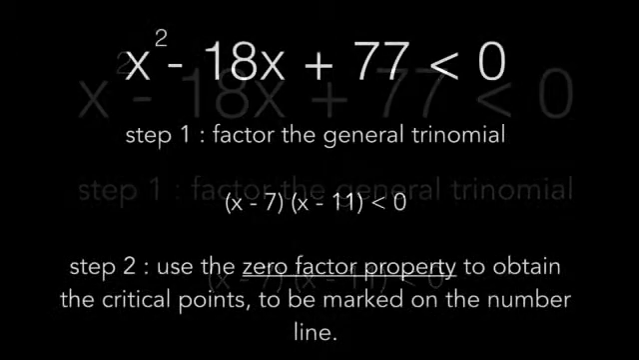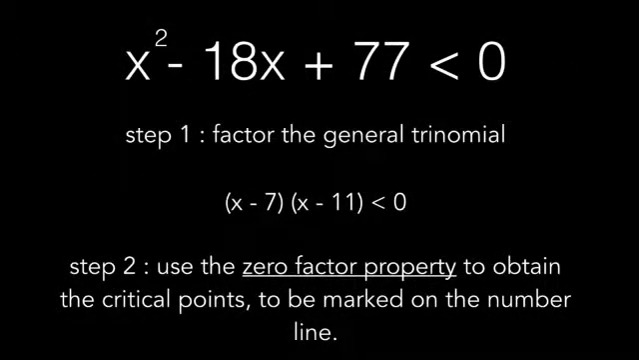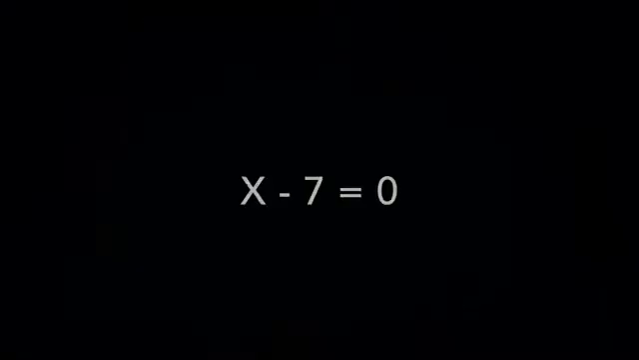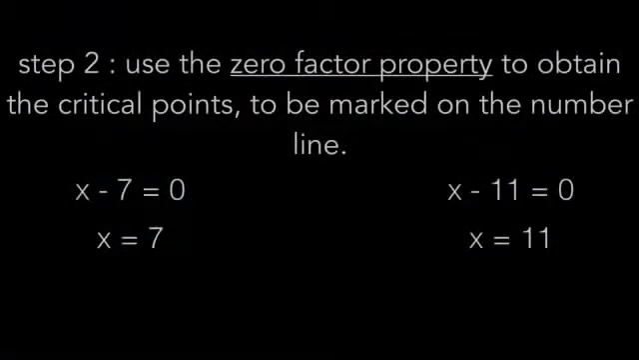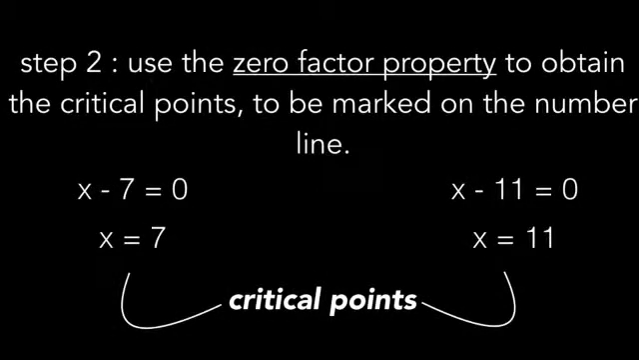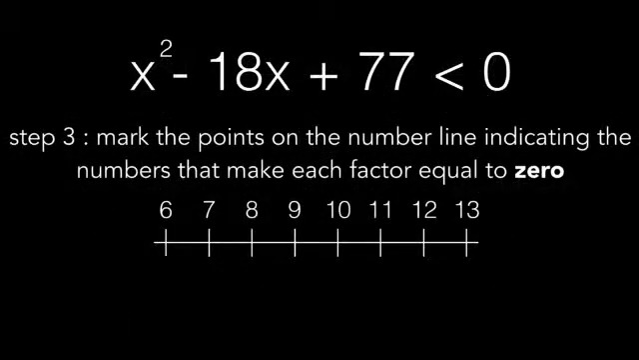Now, we have to use the zero factor property to obtain the critical points. So, x minus 7 equals 0 and x minus 11 equals 0. We isolate x by transposing negative 7 and negative 11 to the other side. Therefore, x equals 7 and x equals 11. These are our critical points. Step 3 is wherein we have to mark the points on the number line, indicating the numbers that make each factor equal to 0.